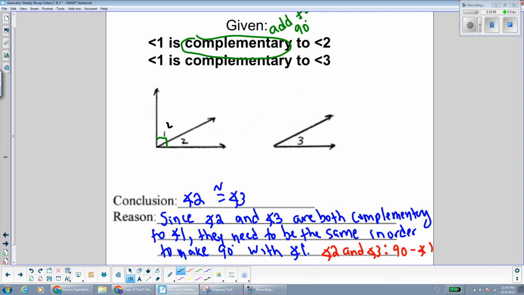Let's say angle 1 was 40 degrees. Not drawn to scale, because I know that angle 1 looks bigger than angle 2. That means that angle 2 would have to be 50 degrees to make 90 degrees. And that means that angle 3 would also have to be 50 degrees to make 90 degrees with angle 1. So regardless of what number you pick for angle 1, since angle 2 and angle 3 are both complementary with angle 1, they need to be the same in order to make that 90 degrees with angle 1.